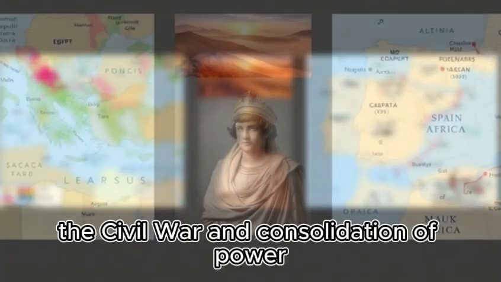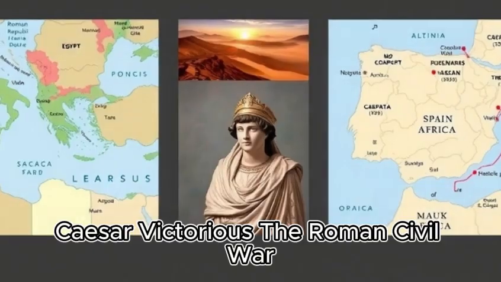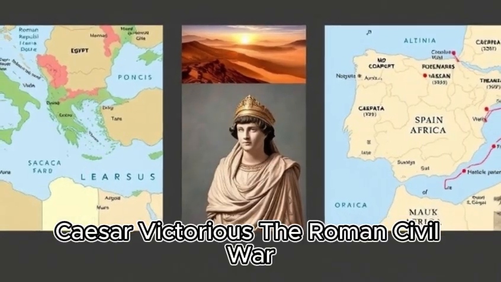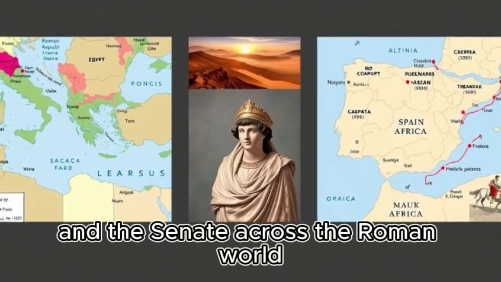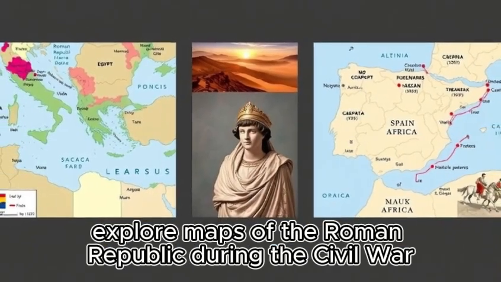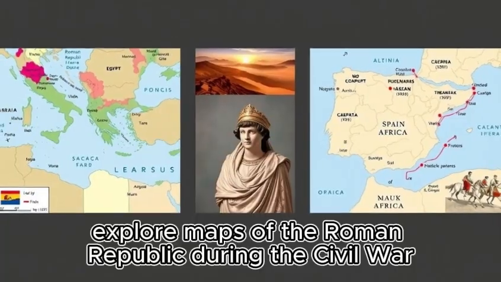The civil war and consolidation of power. Caesar victorious. The Roman civil war saw Caesar and his loyal legions clash with the forces of Pompey and the Senate across the Roman world. Explore maps of the Roman Republic during the civil war.